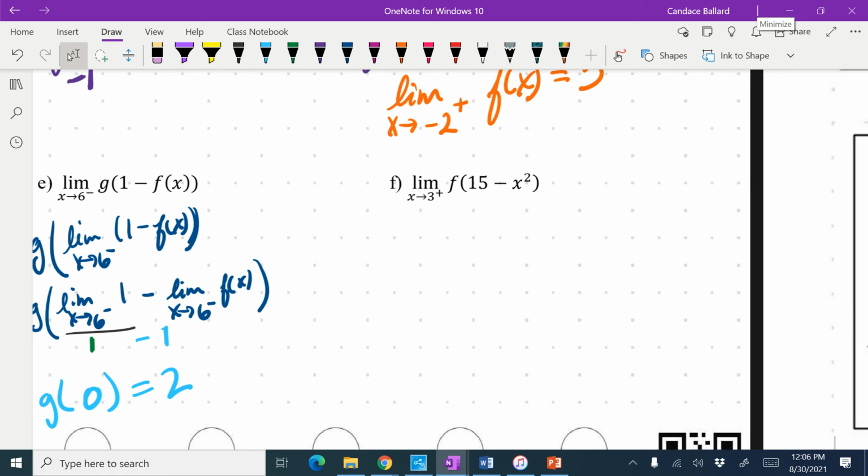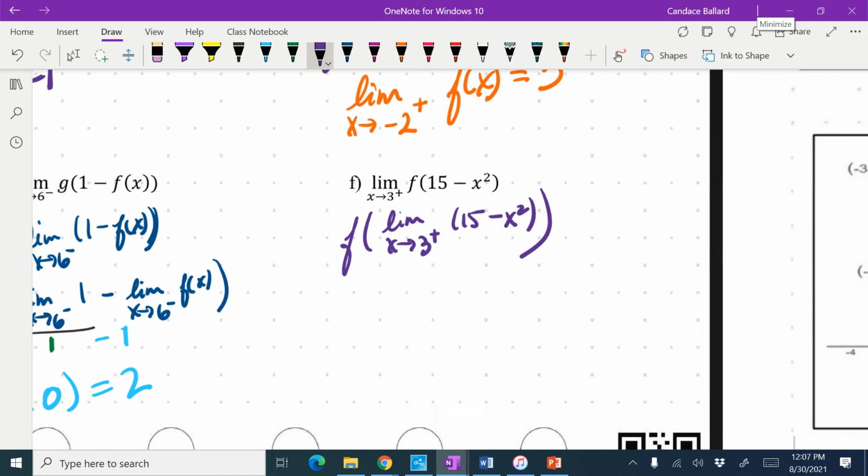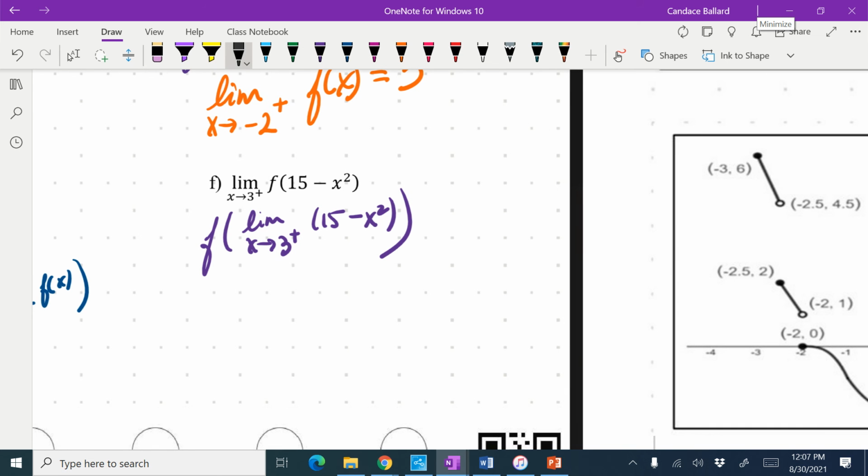All right, this one's a little bit different. We're going to visualize the graph of 15 minus x squared here in a second. The first thing, though, I'm going to take that f and write it out front. So we've got f of the limit as x approaches 3 from the right of 15 minus x squared. Okay, 15 minus x squared is a graph we should sort of know. At least have an idea of what it looks like. So I'm going to sketch the graph right here.